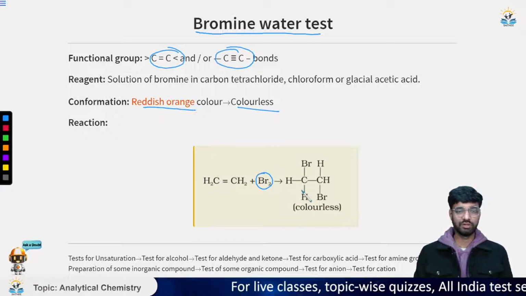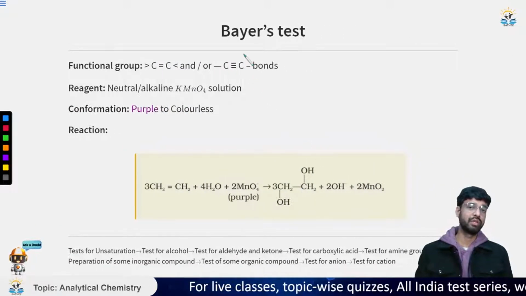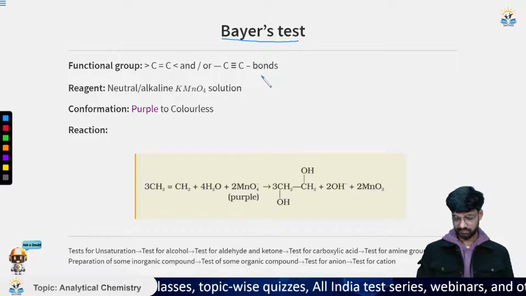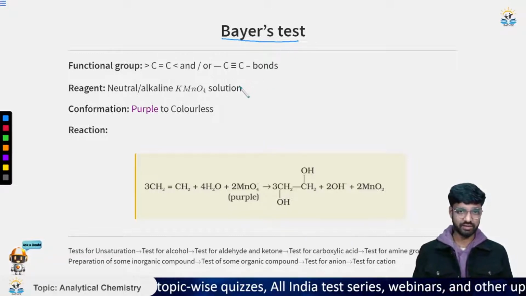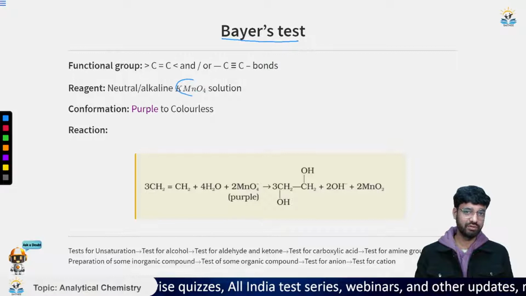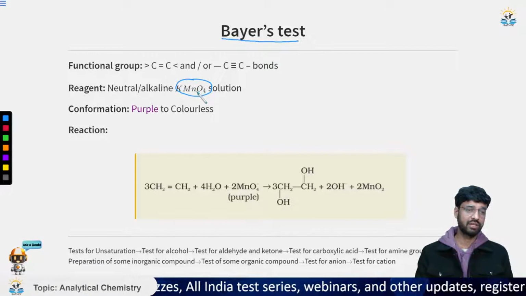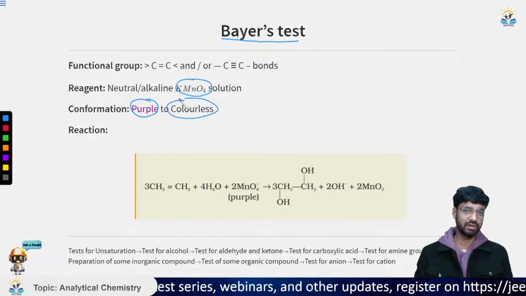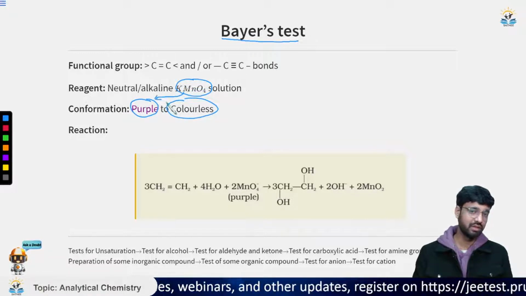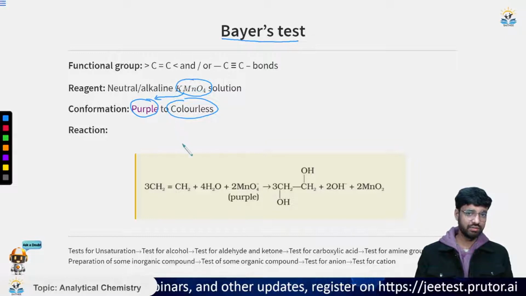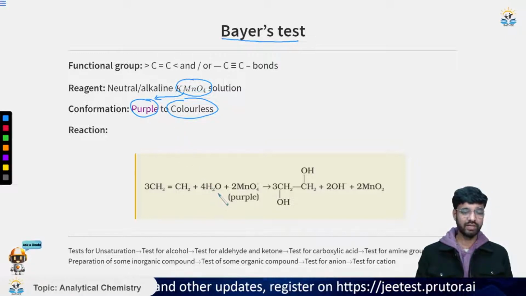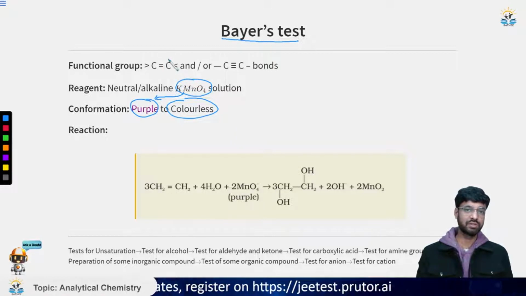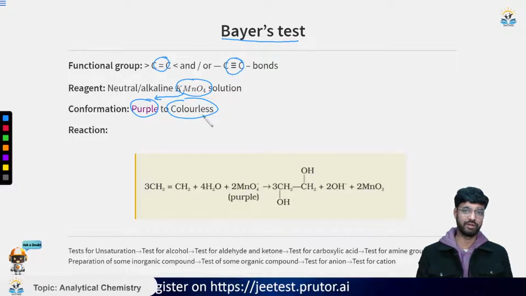This test you know about, but the next test you must not have heard of or seen in the NCERT, but it is there in the analytical part. It is the Bayer test. What we do is we take the KMnO4 solution and treat it with the compound that we have. If we see that the color changes from purple to colorless, so the color of KMnO4, you know it very well, it is purple, then the compound has a functional group which can be a double bond or a triple bond again.